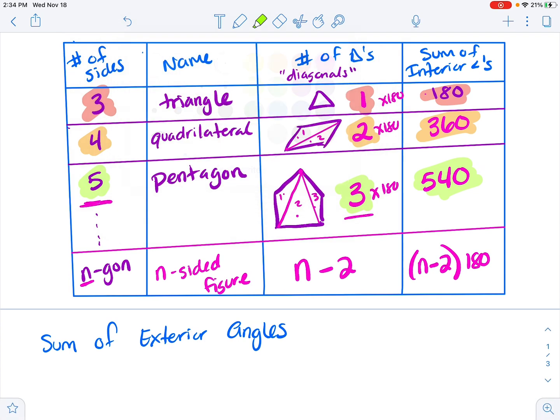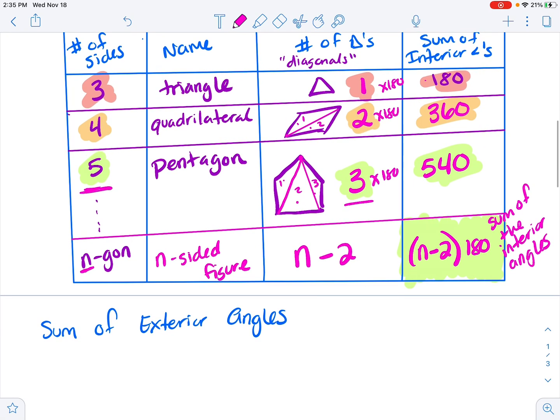You need to know that formula. That is very important. Okay, so this equation right here gives you the sum of the interior angles of any polygon. You need to know that. N minus 2 times 180. Now, the sum of the exterior angles is always the same. Sum of the exterior angles is always 360 degrees.